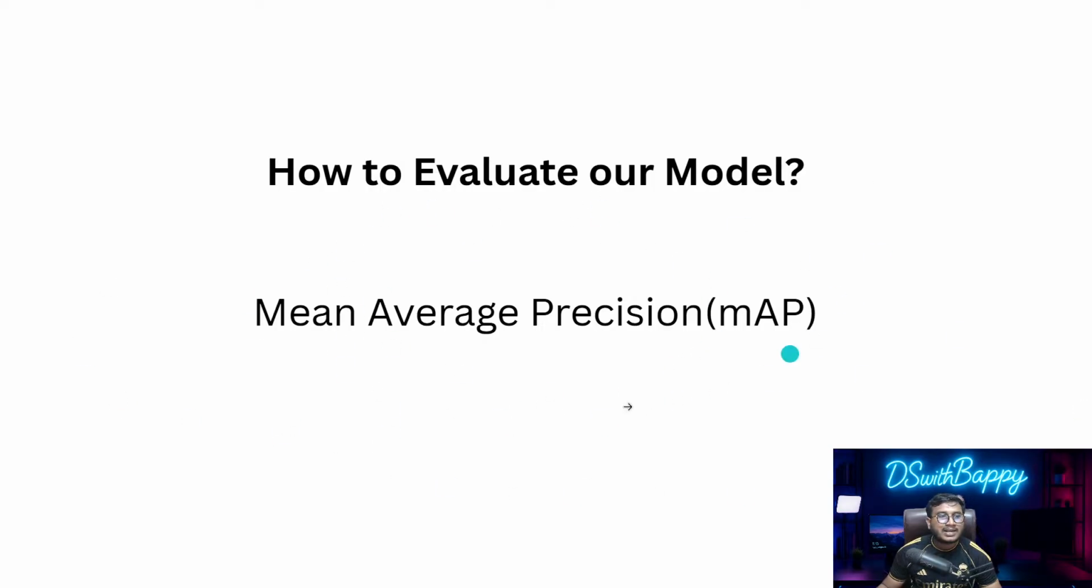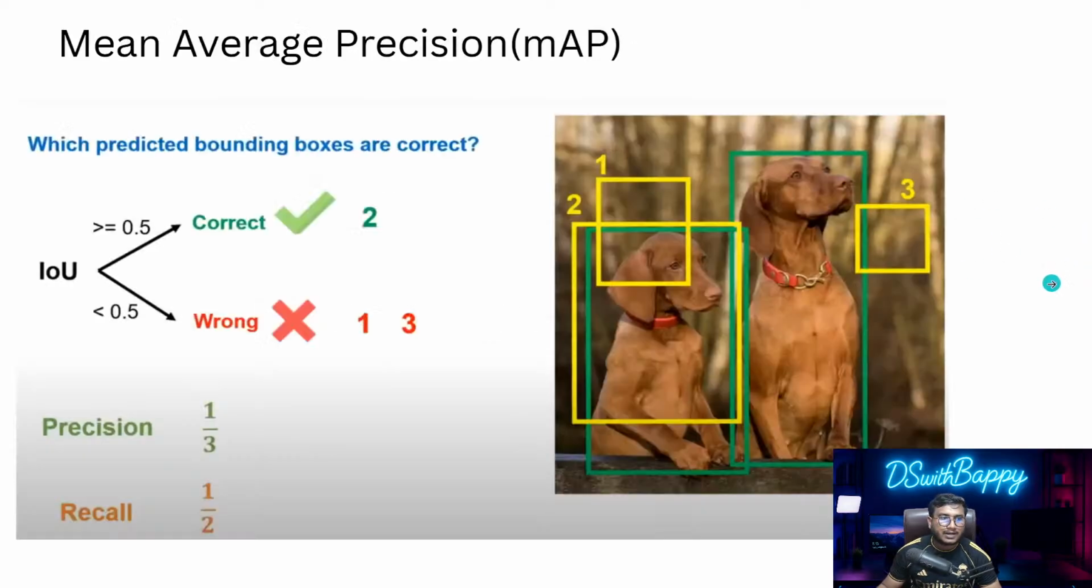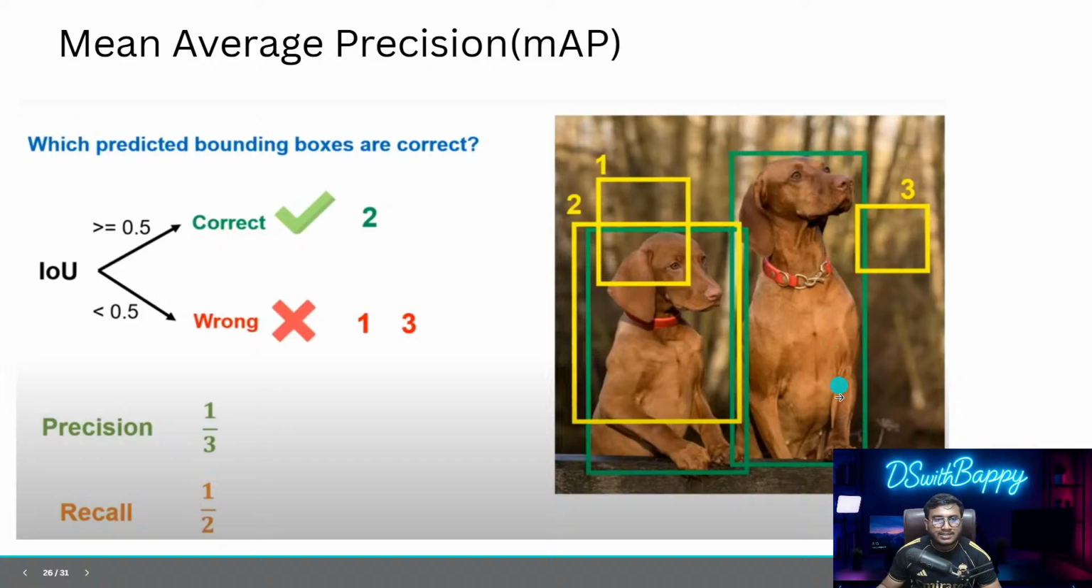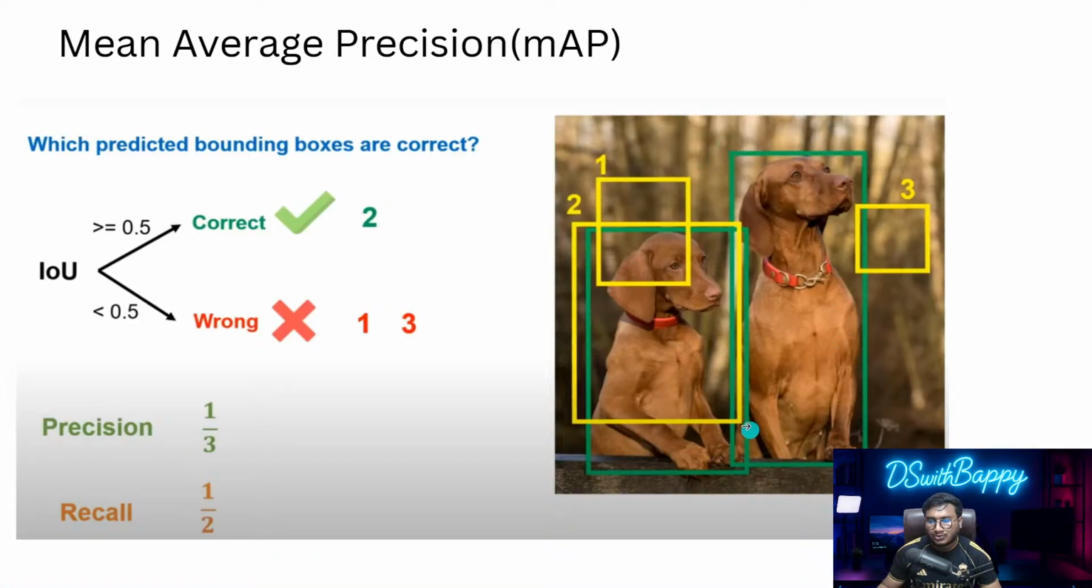Now how to calculate mean average precision? Let's try to understand this part. For this, let's say I'll be using this particular image. Here the green one is the original ground truth. So this green detection is the original ground truth and the yellow one is the predicted detection. Here you can see this green one is the original ground truth.